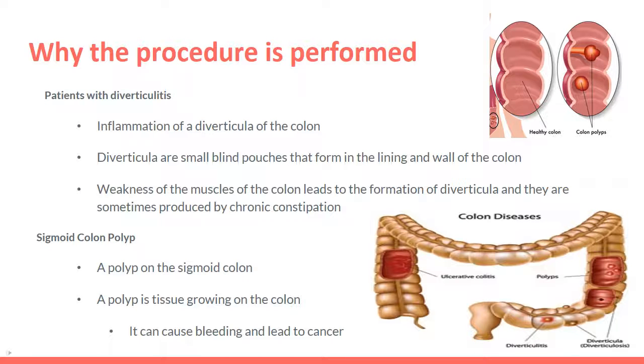There are many reasons why a patient may need their sigmoid colon removed, but a few of the indications are patients with diverticulitis and colon polyps. In Case 6, the patient had a large colon polyp on their sigmoid colon. Colon polyps can be pretty dangerous because they can lead to bleeding and even cancer.